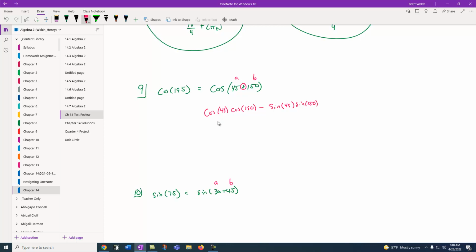So the cosine of 45, looking at my circle, is the x-coordinate at 45. That would be root 2 over 2. And that's going to multiply by the cosine at 150, which should be negative root 3 over 2. It's going to minus the sine at 45, which is root 2 over 2, times the sine at 150, which is 1/2. That should give me negative root 6 over 4 minus root 2 over 4. We just multiply the top. And to combine these into the same fraction, it would be negative root 6 minus root 2 all over 4.